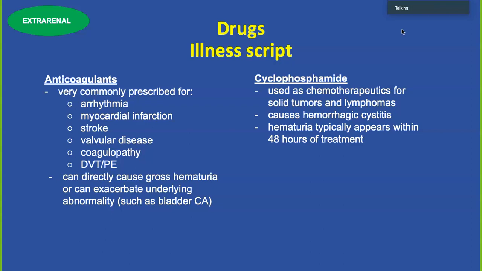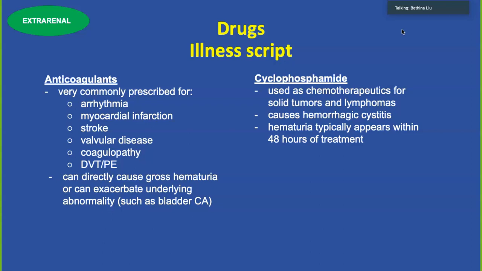Some medications that can cause hematuria include anticoagulants, which are very commonly prescribed for conditions like arrhythmias, cardiac conditions, stroke, valvular disease, people with coagulopathy, as well as a history of DVT and PE. So anticoagulants can directly cause gross hematuria, or they can exacerbate an underlying cause of hematuria, such as a bladder cancer.